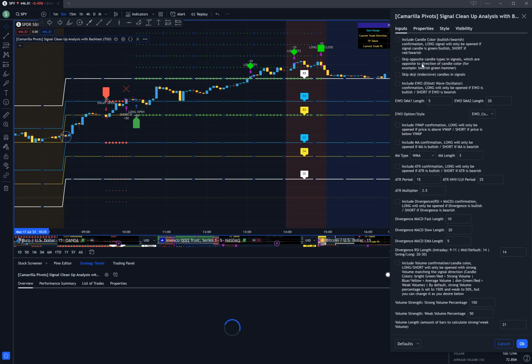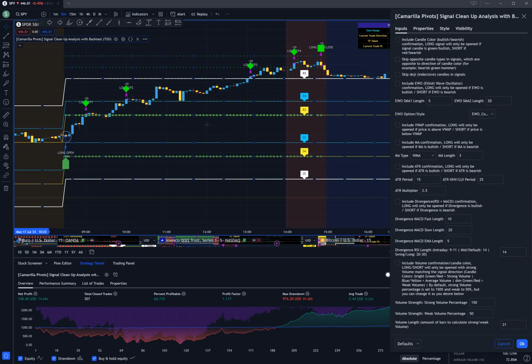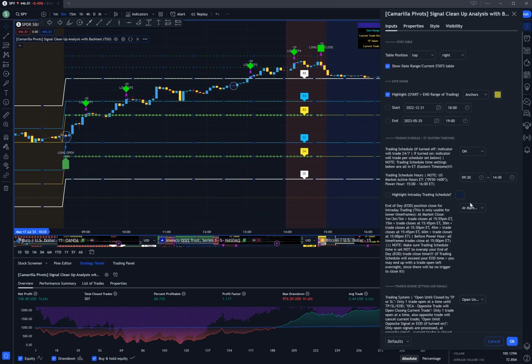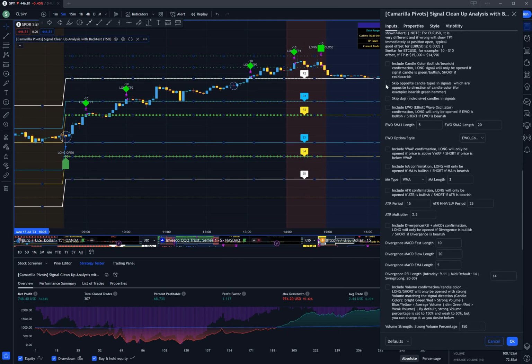Skip opposite candle. This one would skip a signal if the candle structure is opposite from the signal direction. So for example, if this little falling star right here, if it would be somehow bouncing off upward for a long signal with this setting, it would be skipped, as these can be uncertain. Similar, skip doji. It's an indecisive candle. Here's a doji. It has a little body and sticks on both sides.